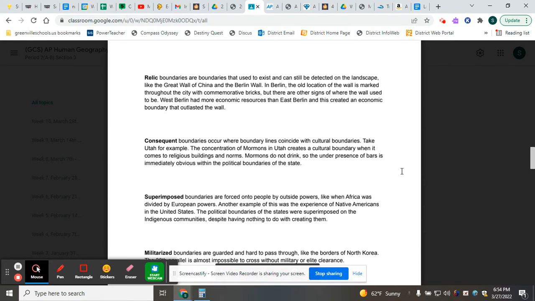Okay, relic boundaries like the Berlin Wall. Okay, there is no more Berlin Wall, but the old location of the wall is marked throughout the city with commemorative bricks. There are other signs where the wall used to be. West Berlin had more economic resources than East Berlin, and this did create an economic boundary that outlasted the wall. Apparently, if you go to Berlin today, even though it's been 30 plus years since the Berlin Wall came down, there is still a noticeable difference between what is today West Berlin and East Berlin.